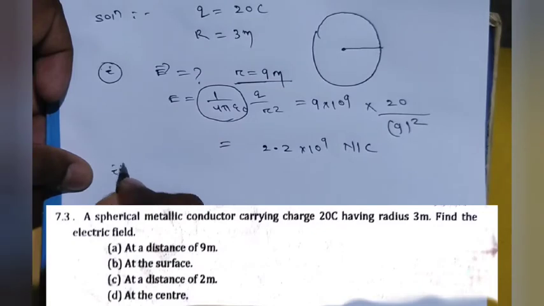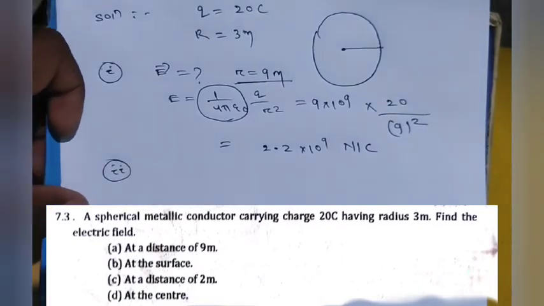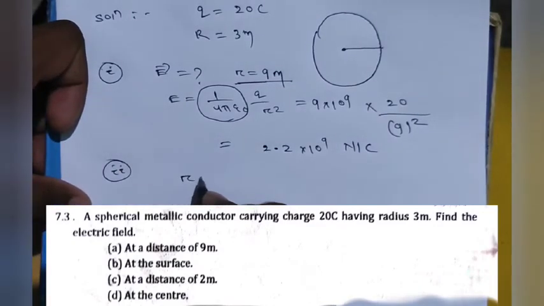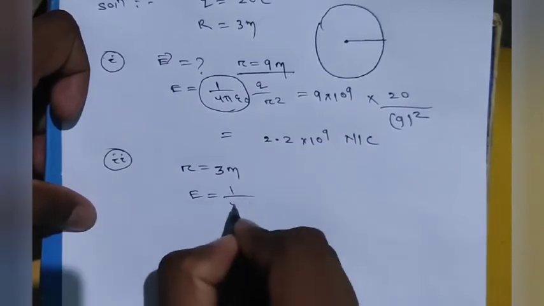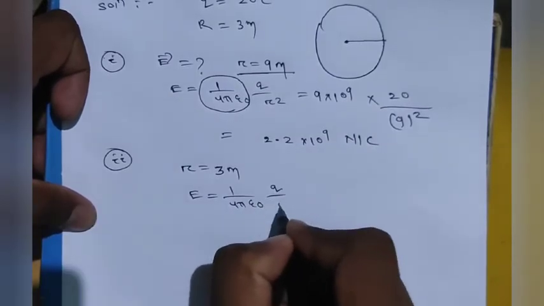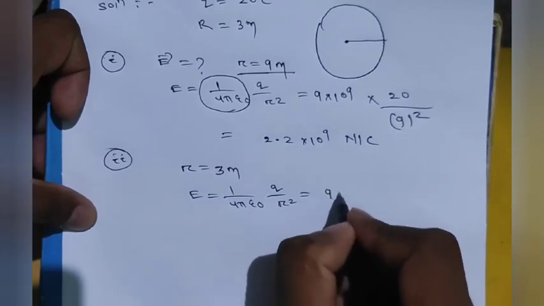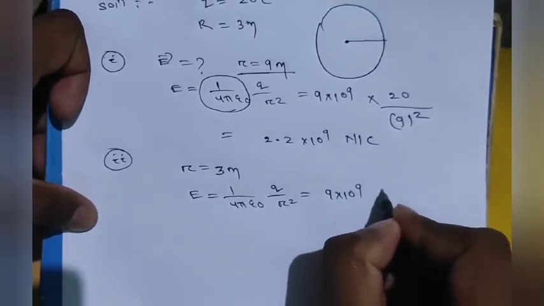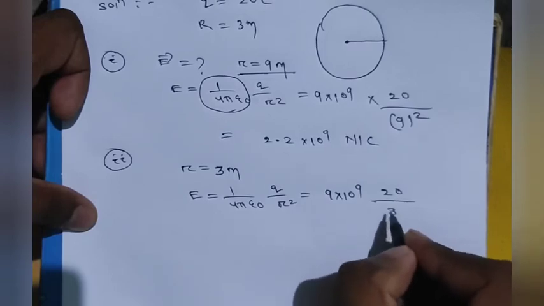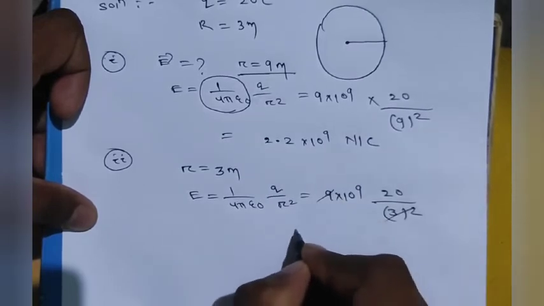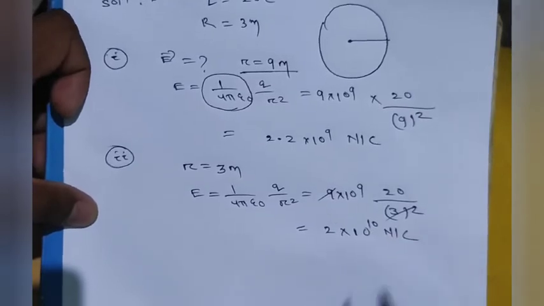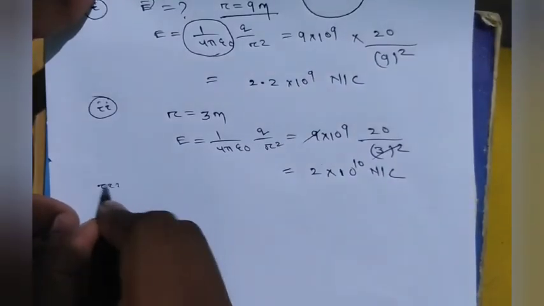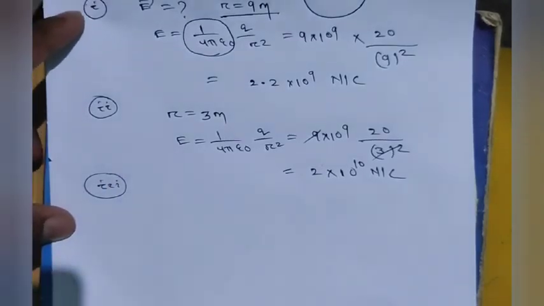Second point is given: find the electric field at the surface. At the surface means r will be now how much? Simply the radius of the spherical conductor, that is 3 meters. So E will be now 1 by 4 pi epsilon 0, q by r square, and the value of 1 by 4 pi epsilon 0 is 9 into 10 to the power 9. Q is 20 and r is 3. So it will cancel out and it will be simply 2 into 10 to the power 10 Newton per Coulomb.